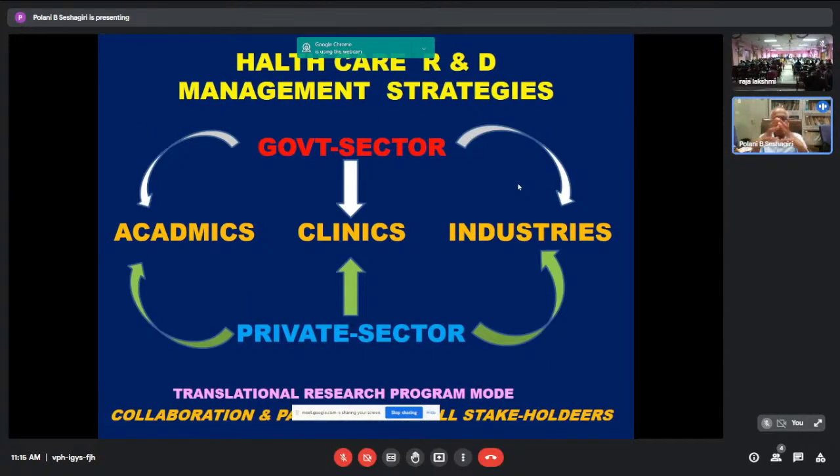There needs to be a real integrative approach of academicians, clinicians, and cell therapy industries, both the governmental sector and the private sector, to come together to see that this collaboration can go forward to reap the benefits of stem cells for treating human disorders and diseases.